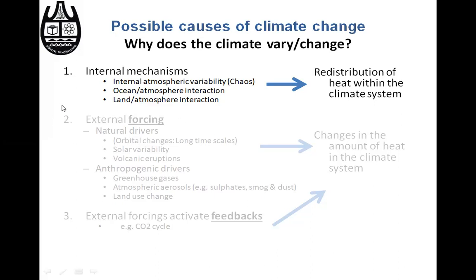We will also discuss external forcing today. That means drivers coming from other sources, and those sources can be natural or anthropogenic. And third, we'll also discuss a little bit about feedback mechanisms, which can also influence other systems. So these three are the basic causes of climate change.